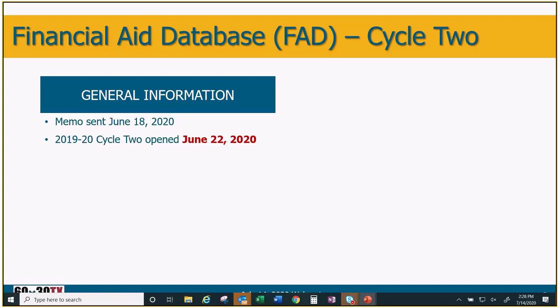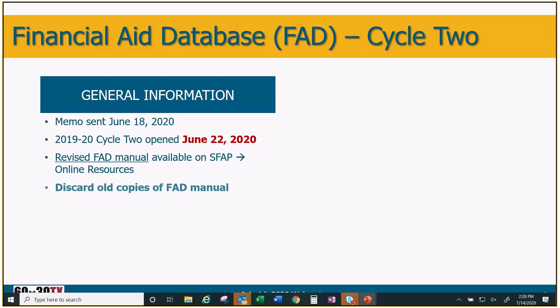Within that formal notification, we did communicate that there's a revised manual that you will want to download. You can either get that within the memo, or you can go to our Student Financial Aid Programs website and click on Online Resources. It is really important that you discard any old copies of your FAD manual or replace your favorites on your browser. We do find that there's a lot of times when people contact us and they're using an old manual, and so they're getting unnecessary errors just because they're not really familiar with how to resolve them or what's driving that error. So definitely take the time to replace any of the copies that you have.